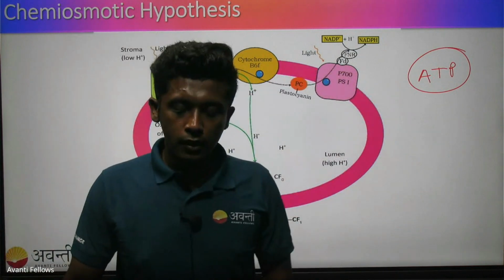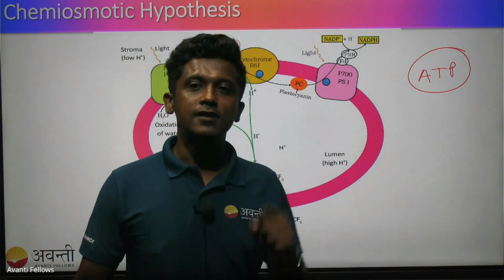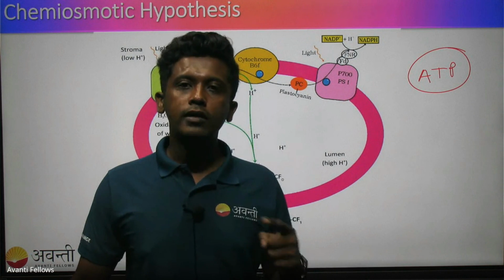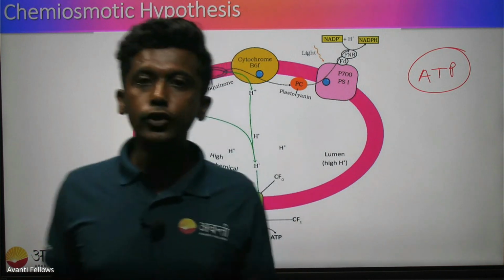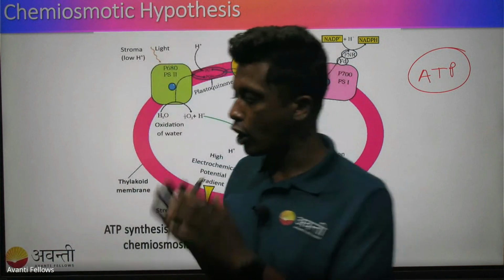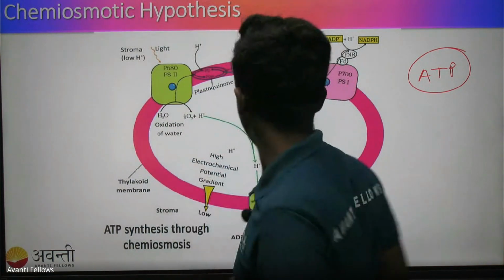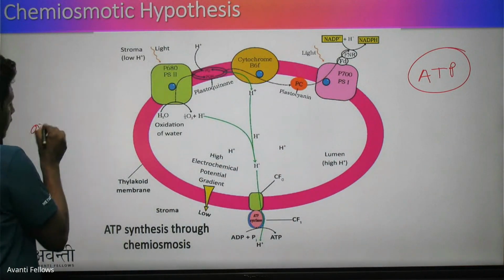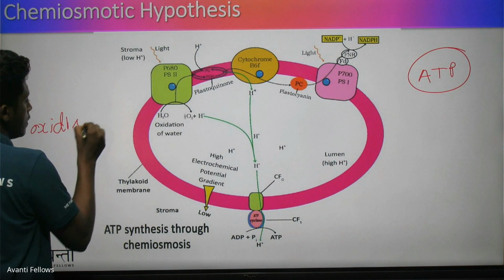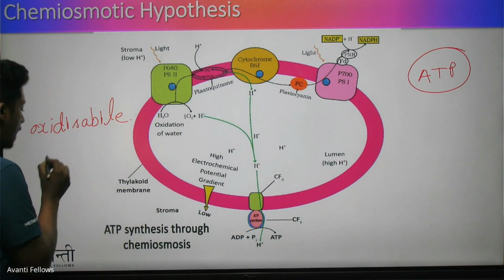So what is happening here? All the life on Earth is very, very smart. They understood that if we are able to use any of the components or products which are oxidizable, then I can store energy.